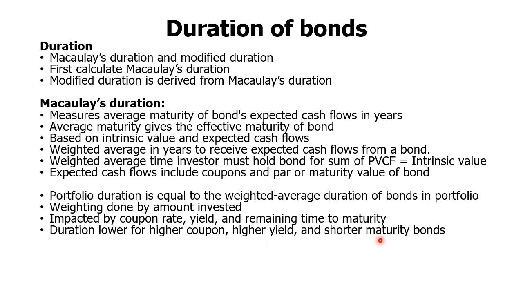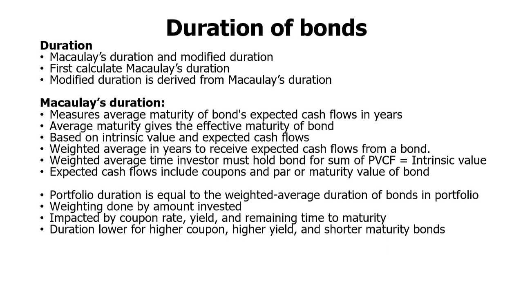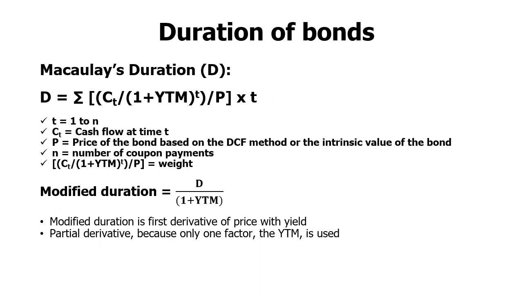The formula for Macaulay's duration is as follows. D is equal to the summation of Ct divided by (1 plus YTM) raised to the power t, divided by P, into t, where t is equal to 1 to N. Ct is the cash flow at time t. P is the price of the bond based on the discounted cash flow model or the intrinsic value of the bond, and N is the number of coupon payments. This term, Ct divided by (1 plus YTM) raised to the power t, divided by P, is called the weight.